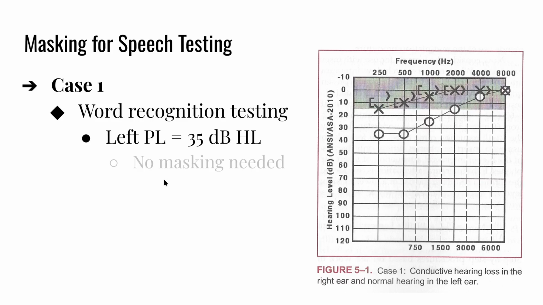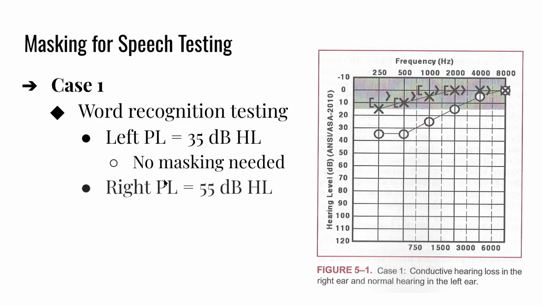And then no masking is needed for that case, because 35 minus the best bone conduction threshold in the non-test ear is 0. 35 minus 0 is 35, and that's less than 40, so no masking for either transducer for the left ear. How about the right ear? The right ear, we had an SRT of 25 dB. This was a purely conductive hearing loss, so we can do 30 dB above for a purely conductive hearing loss. So it's 55 dB is our presentation level.